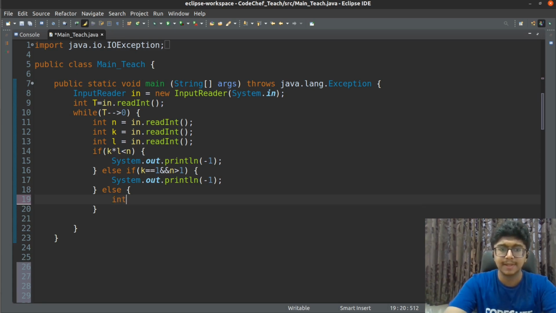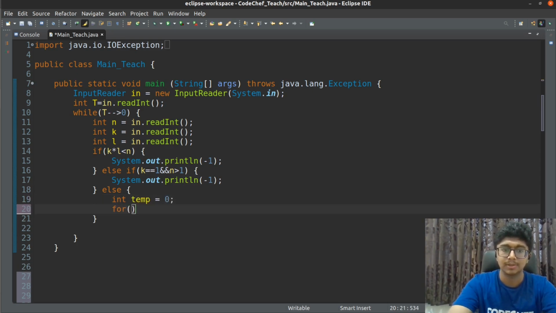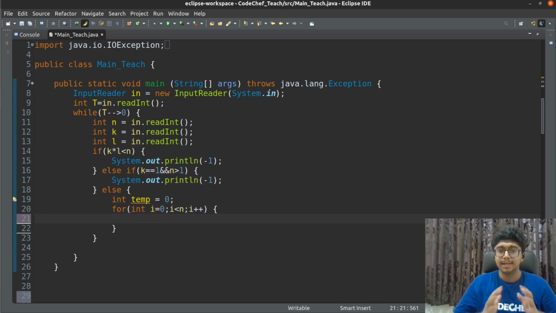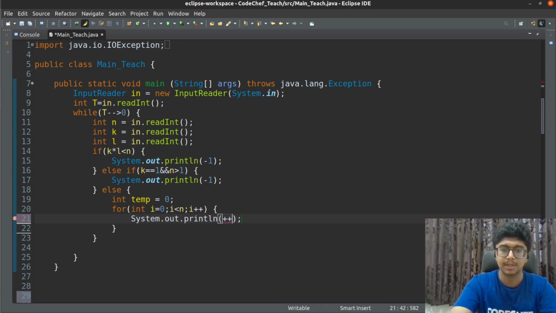Now let's take a temp variable, right? Let's take a temp variable to be 0 and then let's loop it. So let's say for int i equal to 0, i less than n, i plus plus. And now what I need to simply print is ++temp, right? I need to assign it to the next bowler. So let's just print ++temp followed by a space.